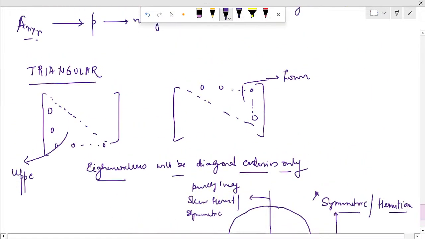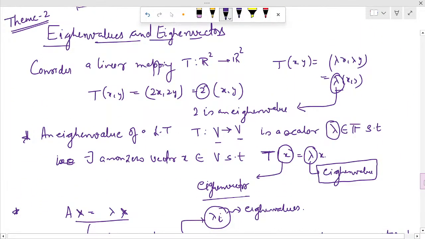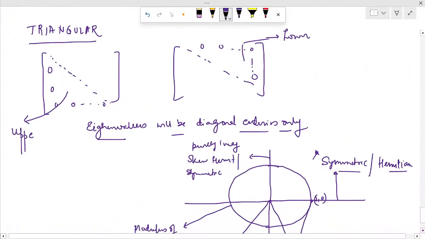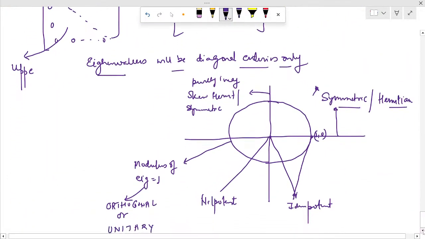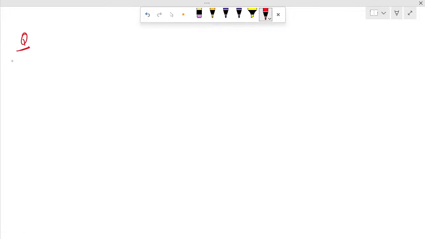Okay, so remember, this is an important theme. Eigenvalues and eigenvectors is an important theme, and this is theme number 2, which we are discussing. You'll find most often the questions have been asked from this particular theme. So let us do questions from recent years. Let us do one of the questions that was asked in the TIFR exam, so let us do TIFR first.